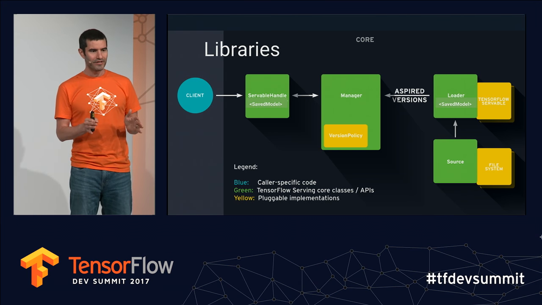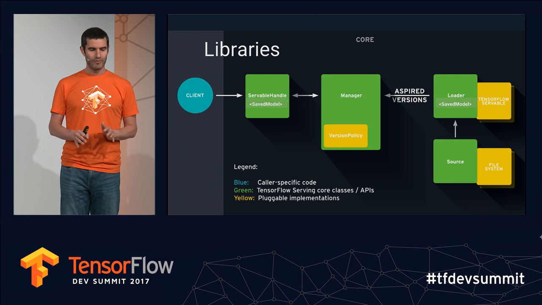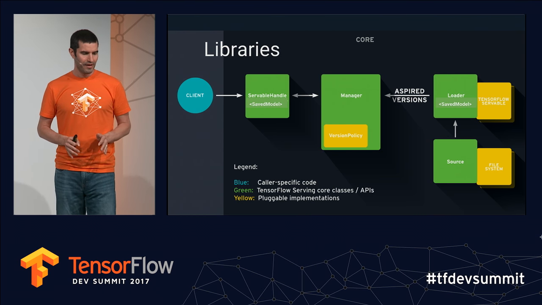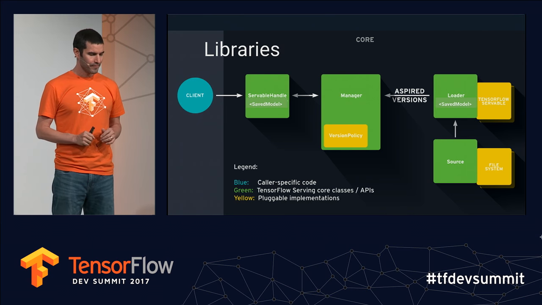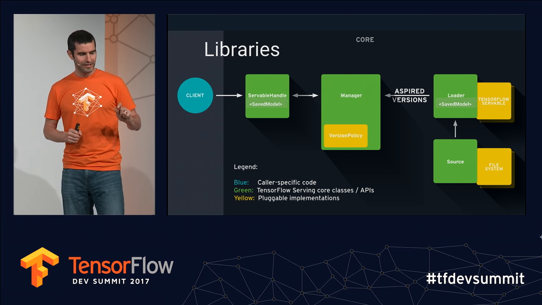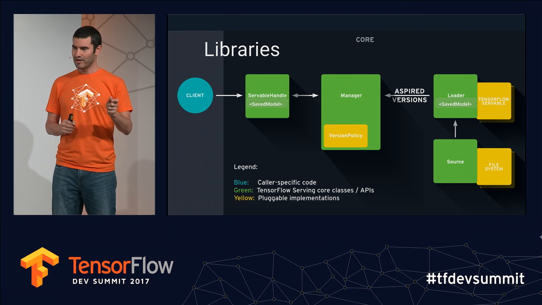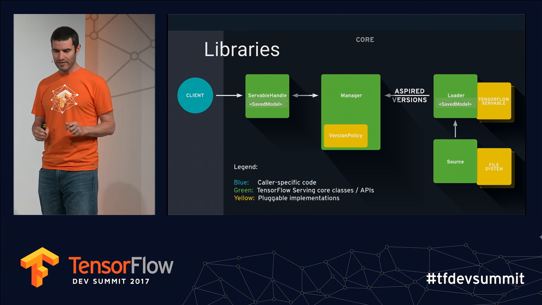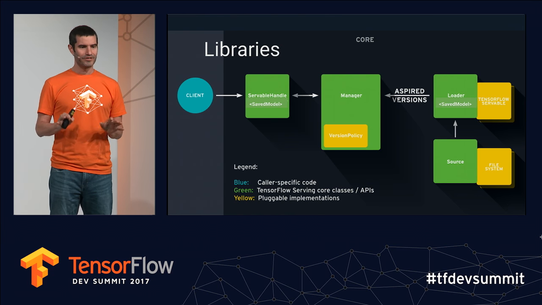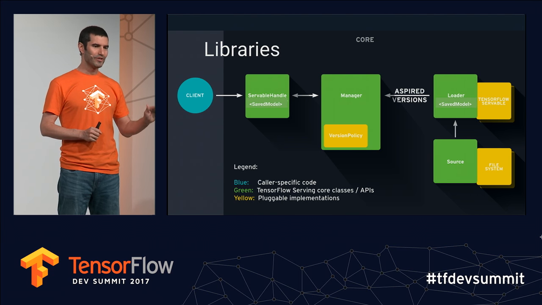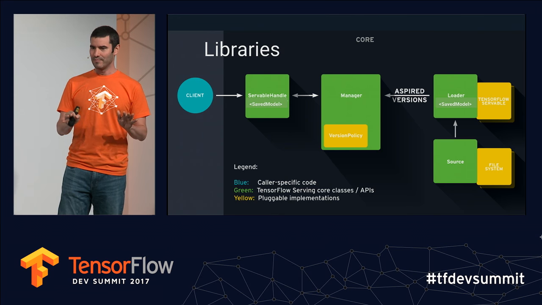And it's actually up to the manager to figure out when it's ready, when it has thread scheduling available, and when it has enough resources to load that new model version, it'll do so. And this is where one really key plugin comes into play, which is the version policy. It turns out that in almost all scenarios, if you're serving something like video recommendations to users, you want that serving system to always be available, right? You never want to have a downtime.